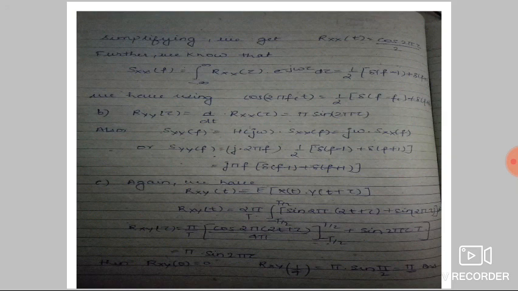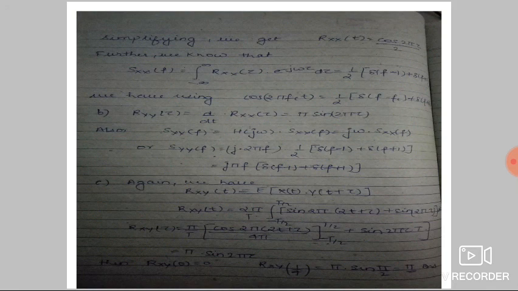Now for the second part, Ryy(tau) equals the derivative d/d tau of Rxx(tau). So it will come out as pi sin 2 pi tau. Also, Y(f) equals H(j omega) Sxx(f), so j omega Sxx(f). So it will finally come out as j pi f [del(f minus 1) plus del(f plus 1)].